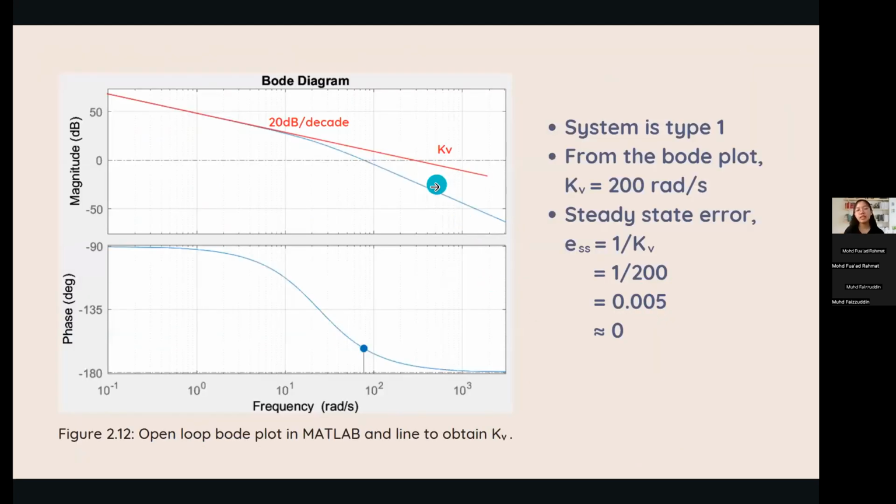So since the system is type 1, we can obtain the steady state error by finding the KV constant. So from the Bode plot, if we draw the -20 dB per decade line, we can actually obtain that the KV is 200 radians per second. So the steady state error is around 0.005, and we can approximate it to 0, which is similar to what we expected from the other simulations.